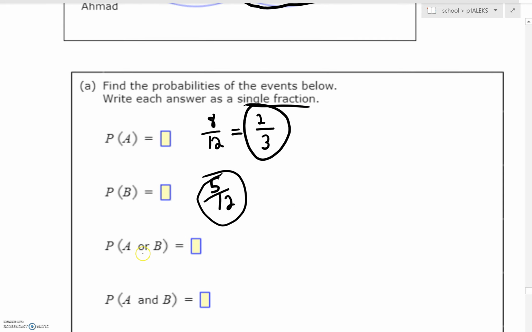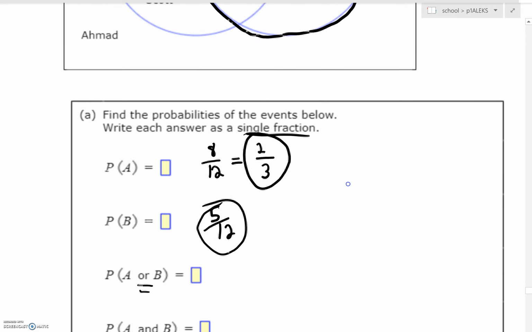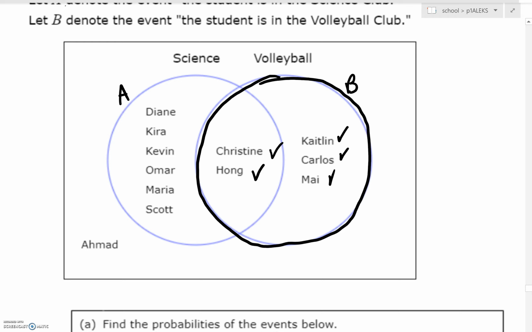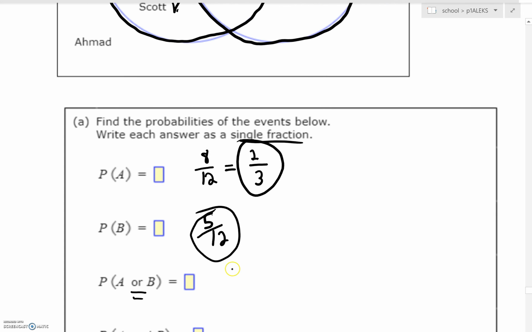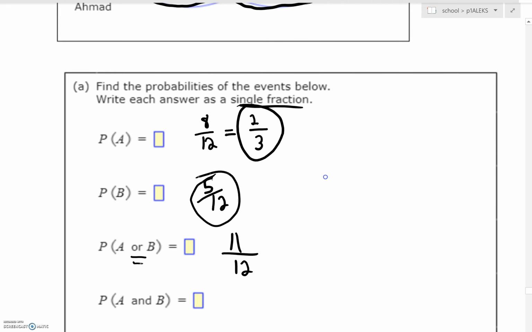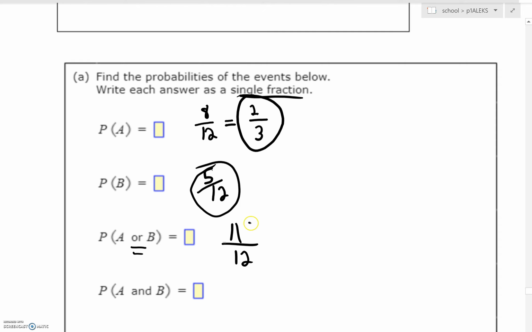Now they're going to say the probability of A or B. A or B, that means you're in the science club or you're in the volleyball club. Well, it means you're either in circle A or you're in circle B or you're in both. That means everybody who's inside one of these circles counts, including the overlap. So we've got 1, 2, 3, 4, 5, 6, 7, 8, 9, 10, 11. 11 kids are in one or both of them, because that or includes being able to be in both. 11 over 12, we can't reduce it any further.